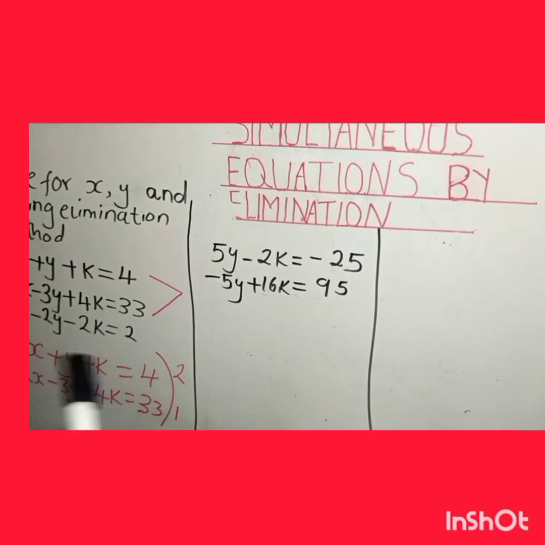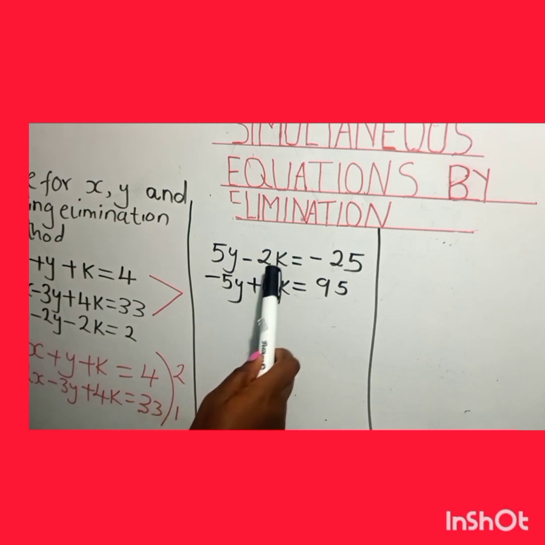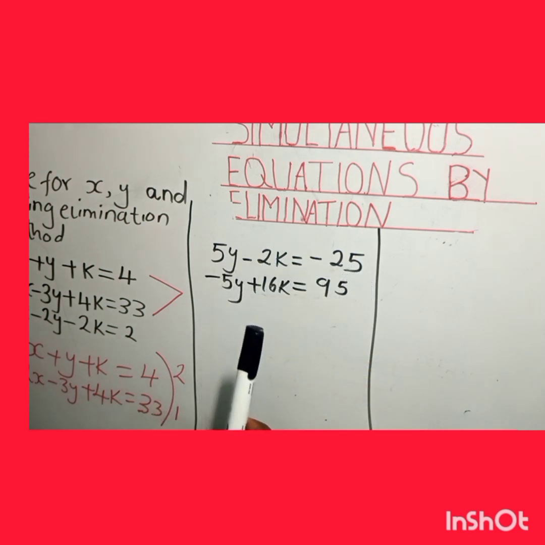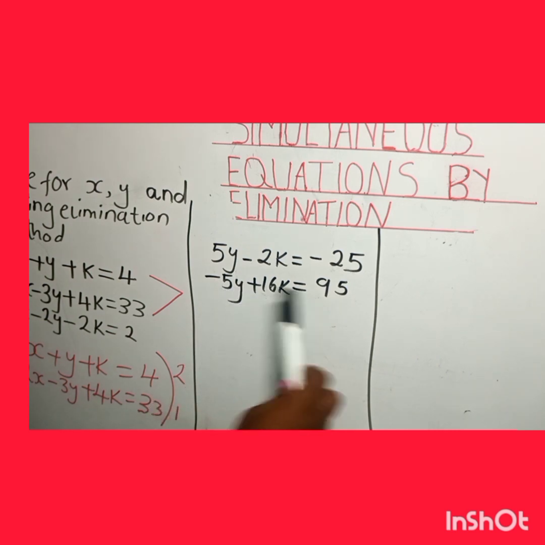So our first equation was 5y minus 2k is equals to negative 25. And our second equation was minus 5y plus 16k is equals to 95. Therefore, my viewers, for us to still solve this one by elimination, we are going to eliminate one of the unknowns. In this case, it is easy when we eliminate y.